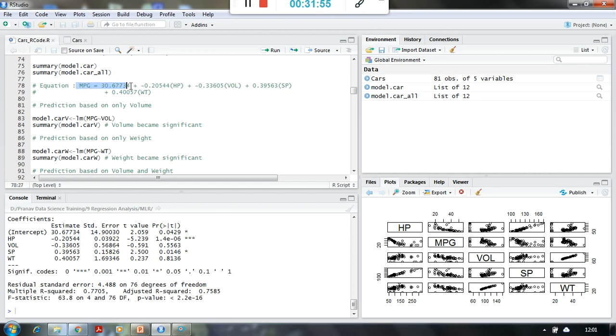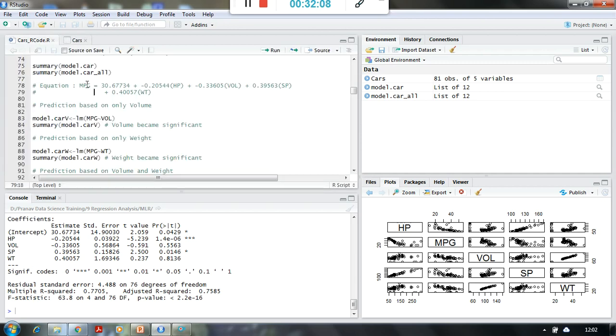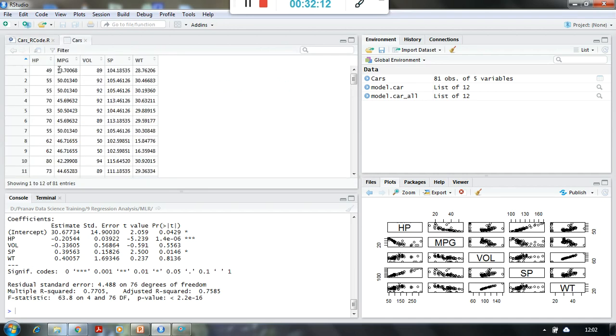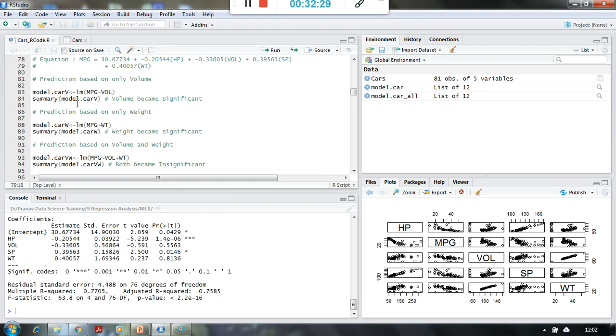This is what we have written over here, and then by replacing every value from every record for HP, volume, SP and weight, we will get the value for MPG for that particular record. That will be my predicted or fitted value, and this is my original value. The difference between the two is going to be my error term. This we have explained in simple linear regression, so I am not putting in more time on it. We will write the equation as well.